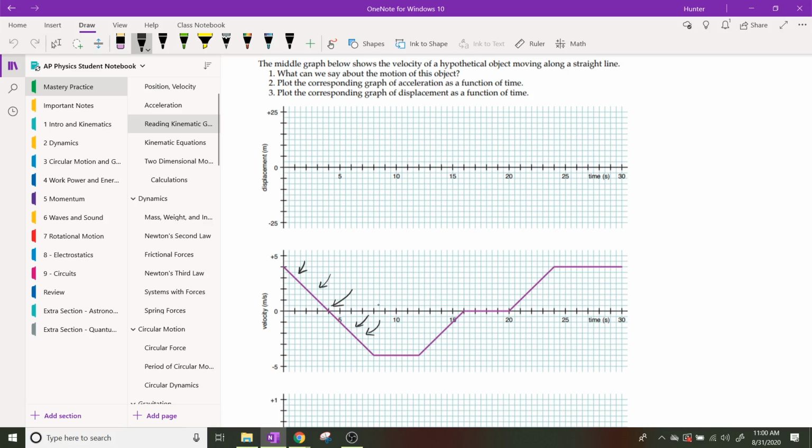Negative slope does mean negative acceleration. Yes. So I would say that from this entire point, from 0 to 8, you have a constant negative acceleration. Okay, which means on the acceleration time graph, it's going to be below 0. It's not going to be above 0. It's going to be below 0.